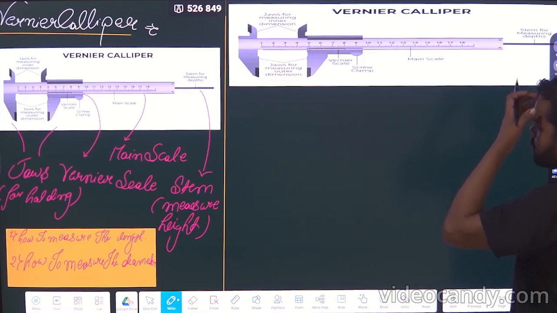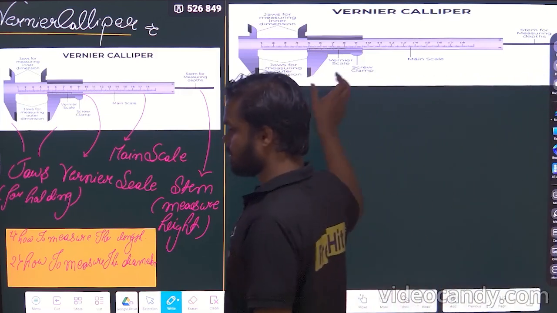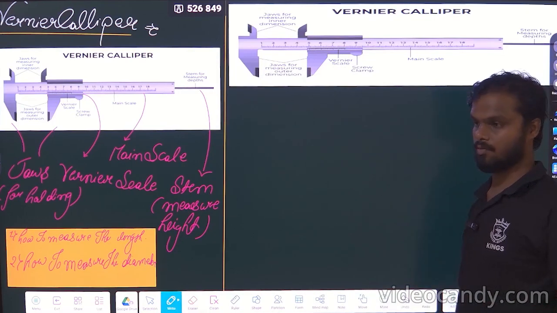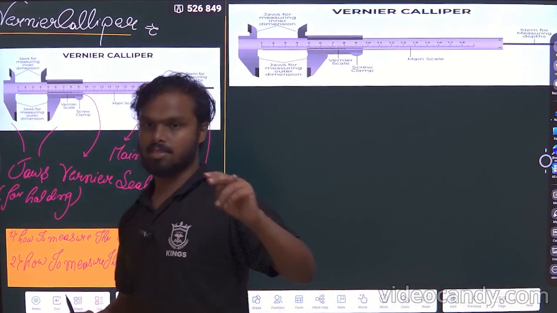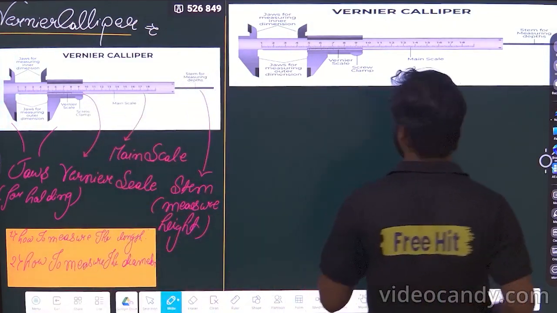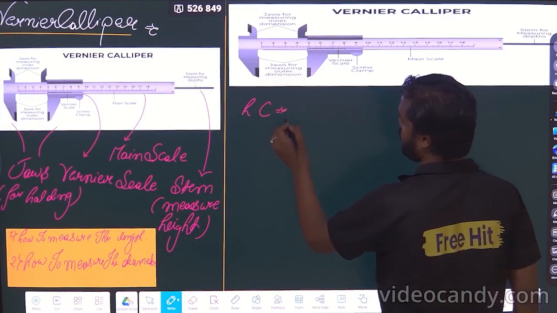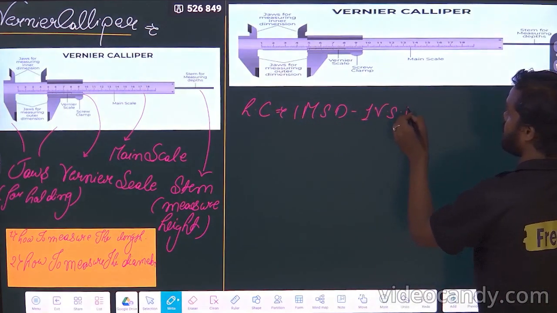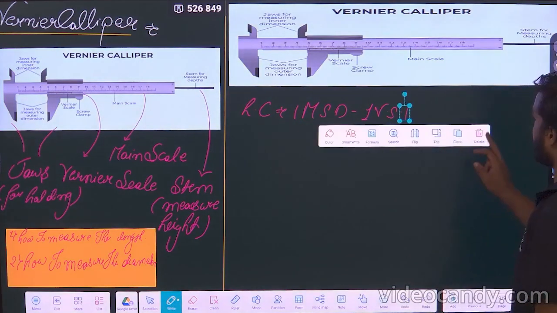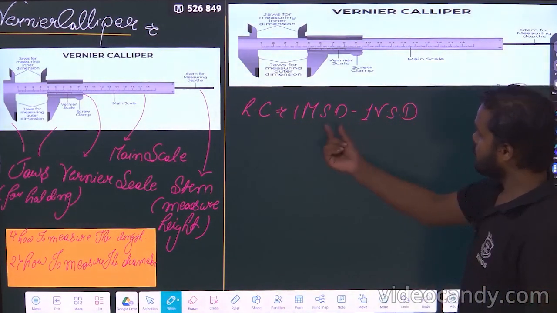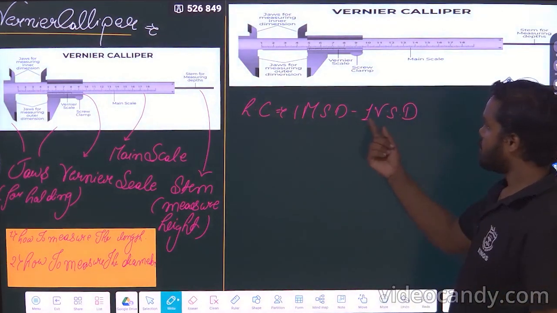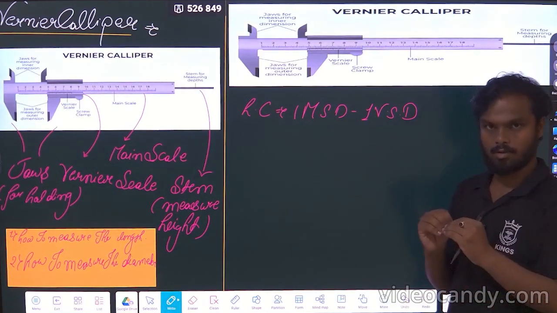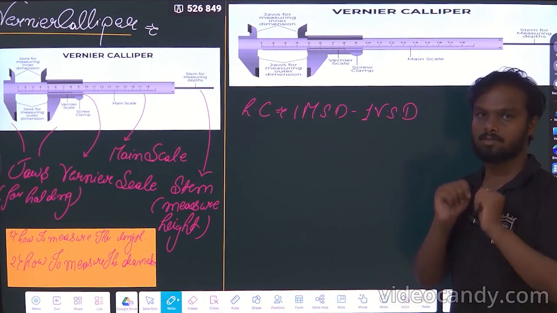Yeah, let's see here. You can see the number of divisions on the main scale is basically more than the number of divisions in the vernier scale. First let me write the least count, then you will understand. Least count is basically one main scale division minus one vernier scale division. Now if you see properly, this least count has to be always positive. That means the number of divisions on the main scale will always be more than the number of divisions on the vernier scale.